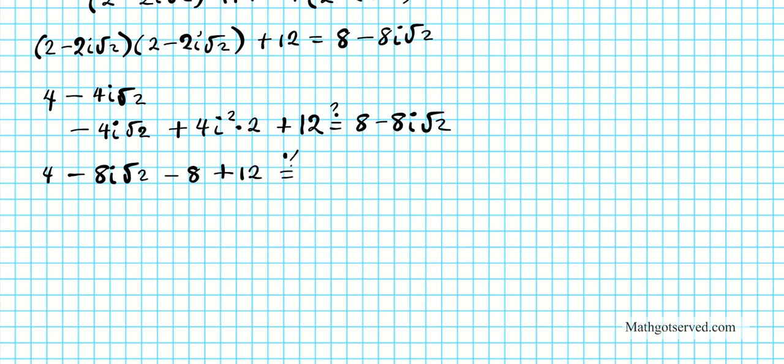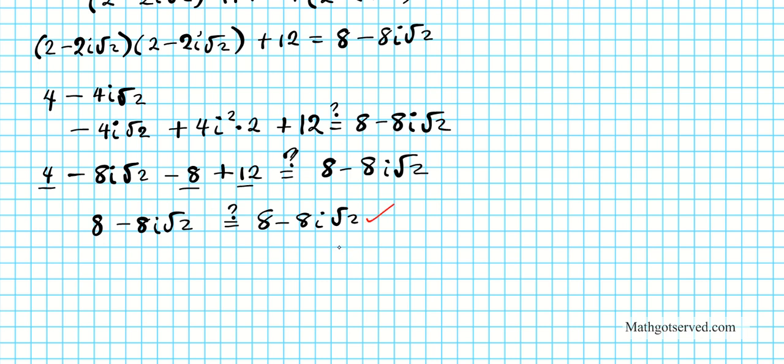Is it equal to 8 minus 8I root 2? Is it? Simplify further. 4 minus 8 is negative 4 plus 12 is 8. So we combine this, and this. We'll have 8 minus 8I root 2. Is that equal to 8 minus 8I root 2? Absolutely. So our first check works out nicely.